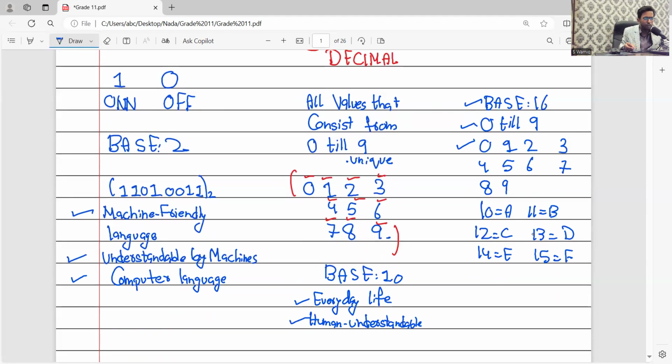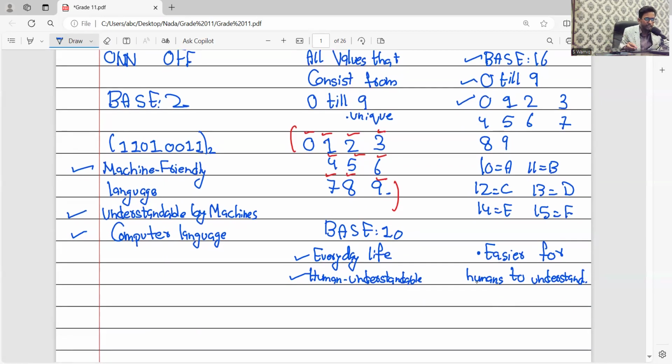So if I go forward with this for the hexadecimal number system, I can say that it is easier for humans to understand, and I can also say that hexadecimal is basically a compact representation of data. Compact representation, or you can say that it is basically a shorter or portable representation of data. And this is the reason that it is mostly used by humans.